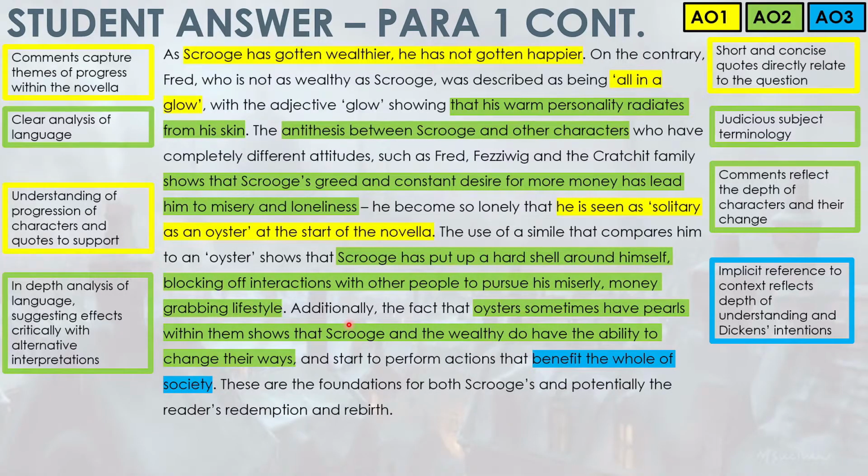And then again, we have a little bit of context here, benefiting the whole of society. This is a more implicit and subtle reference, but the fact that it's talking about society shows that they understand the contextual factors and the situation that Dickens was writing in. And then lastly, for this paragraph, the foundations for both Scrooge's and potentially the reader's redemption and rebirth. So this is helpful because it references the reader as well as the characters. It's not just Scrooge's redemption, but obviously the reader's as well. Dickens was trying to effect social change when he wrote this, so it's showing a clear understanding of that.